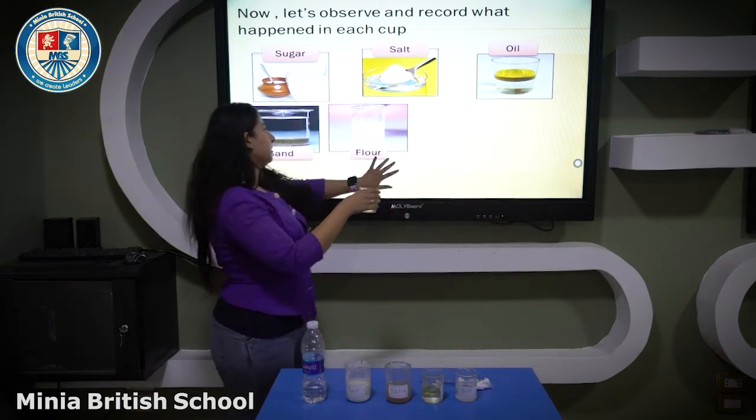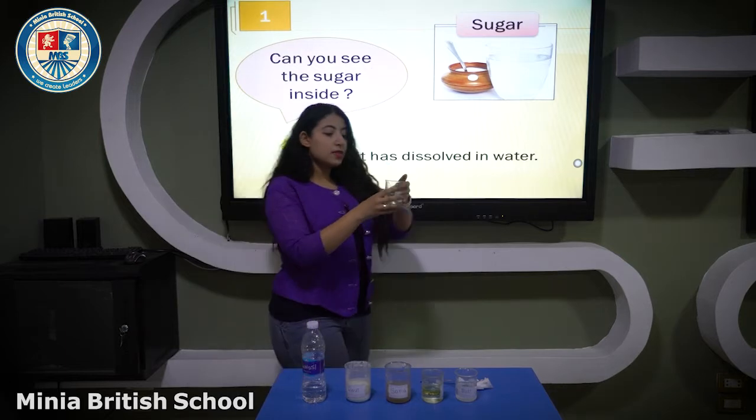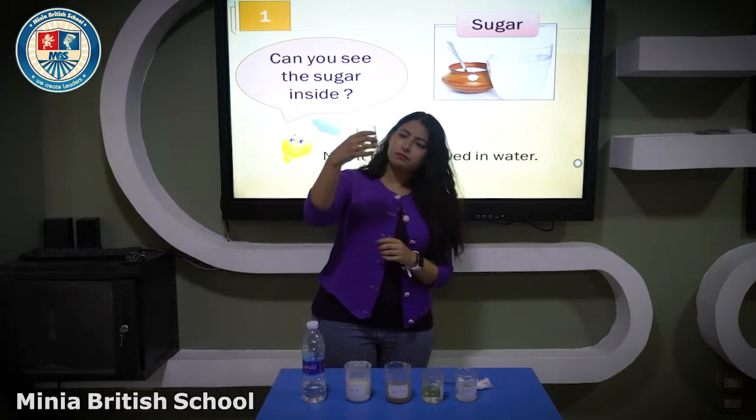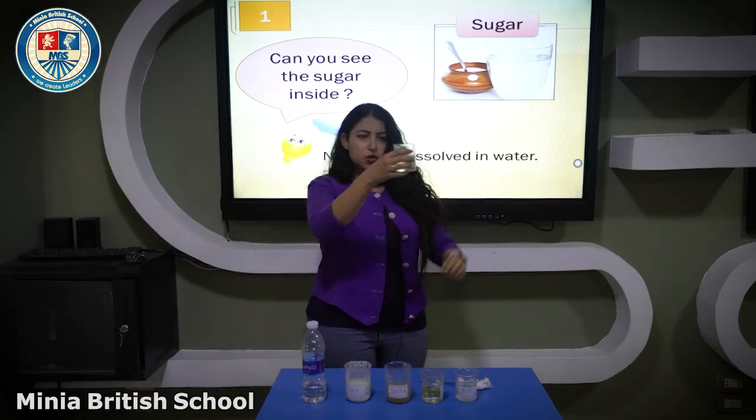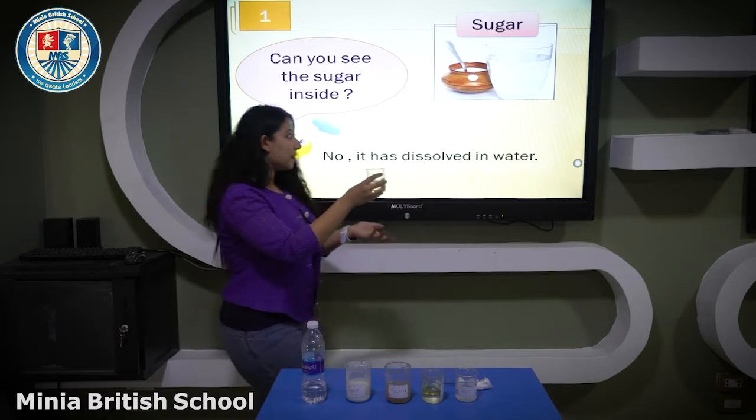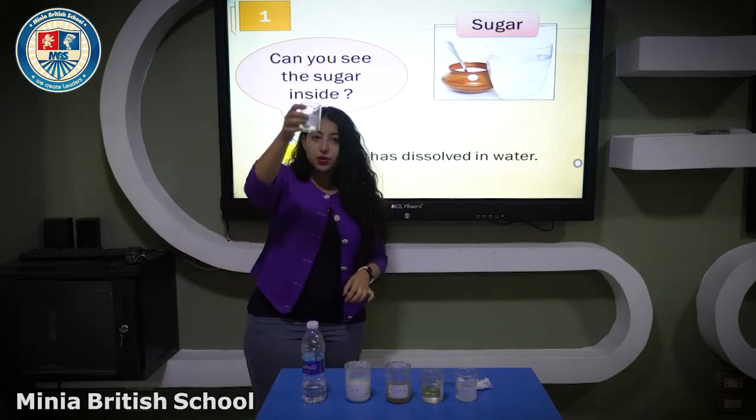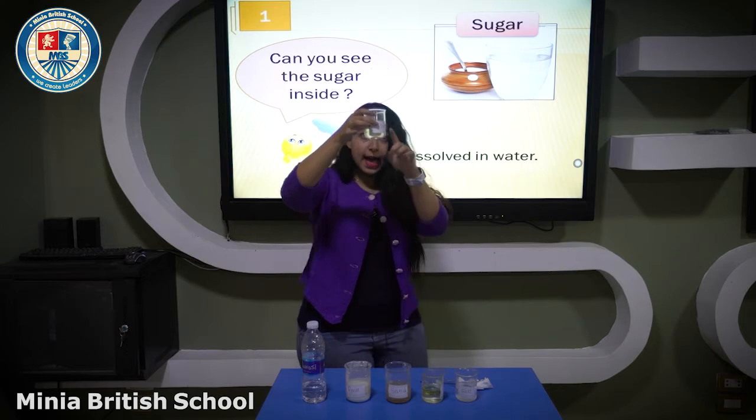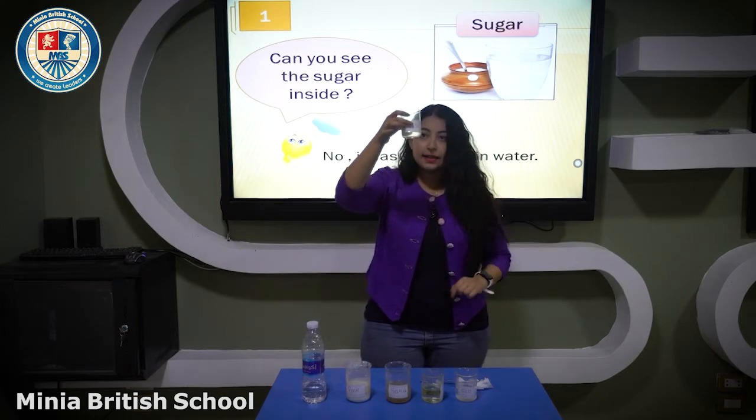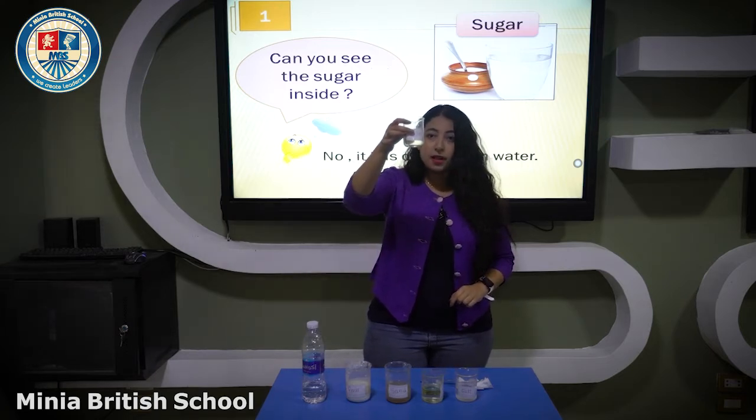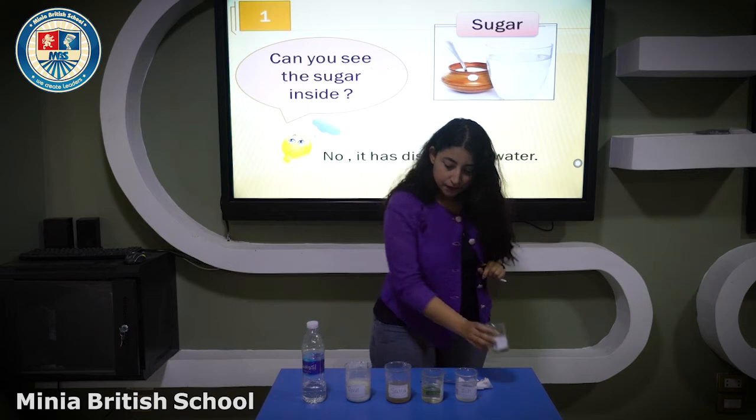the sugar. Can you see the sugar inside? Oh, I can't see the sugar inside. Why? Because it has dissolved in water. The sugar has dissolved in water. We can't see the sugar inside.